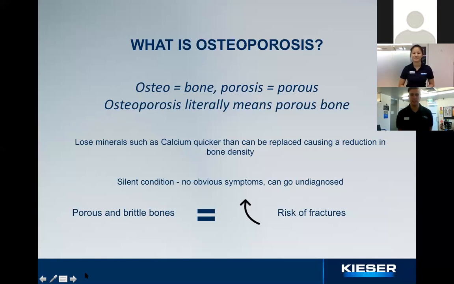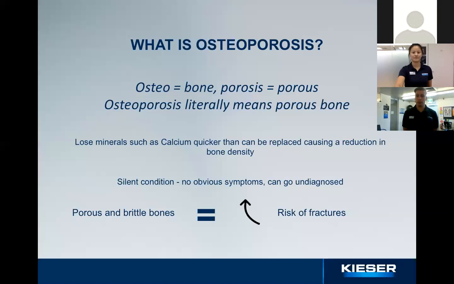Okay, so what actually is osteoporosis? I've mentioned it a few times. The word osteoporosis literally means porous bone. So by the bone being more porous, it is then more brittle and unfortunately has an increased risk of fracture.